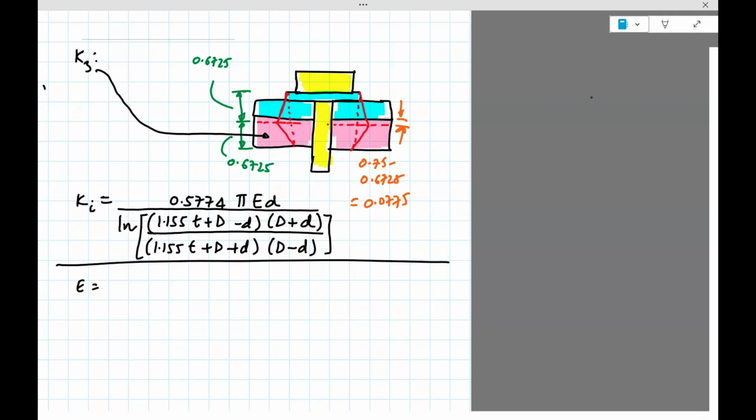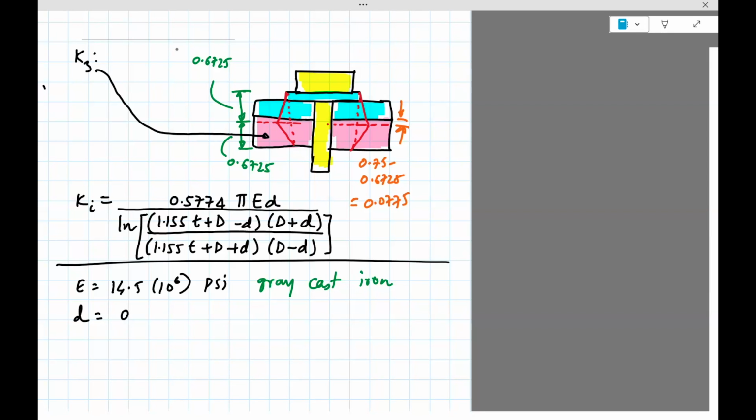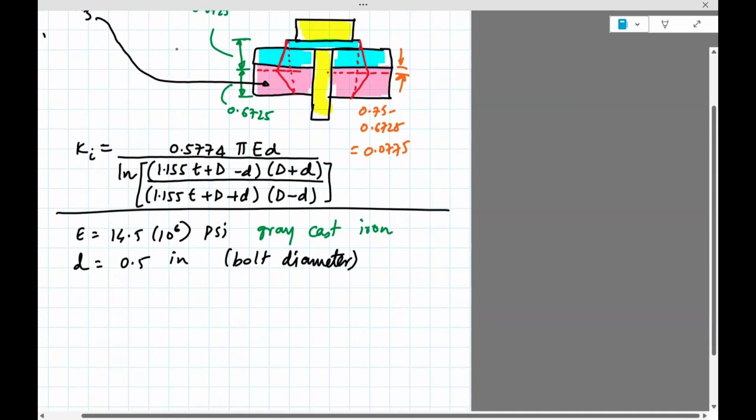E is gray cast iron, so 14.5 times 10 raised to 6 psi. So that's gray cast iron. Okay, next piece is the bolt diameter, which is fairly straightforward. This is just always the bolt diameter. Given.